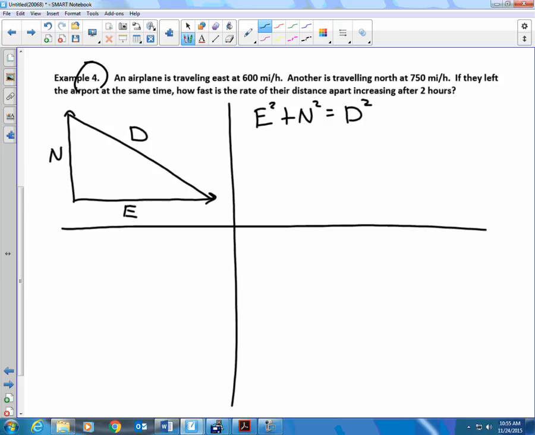E prime, thank you, is 600, very good. So that would make n prime equal to 750. And what are we searching for? D prime. So let us take the derivative with respect to time. What is the derivative of e squared?